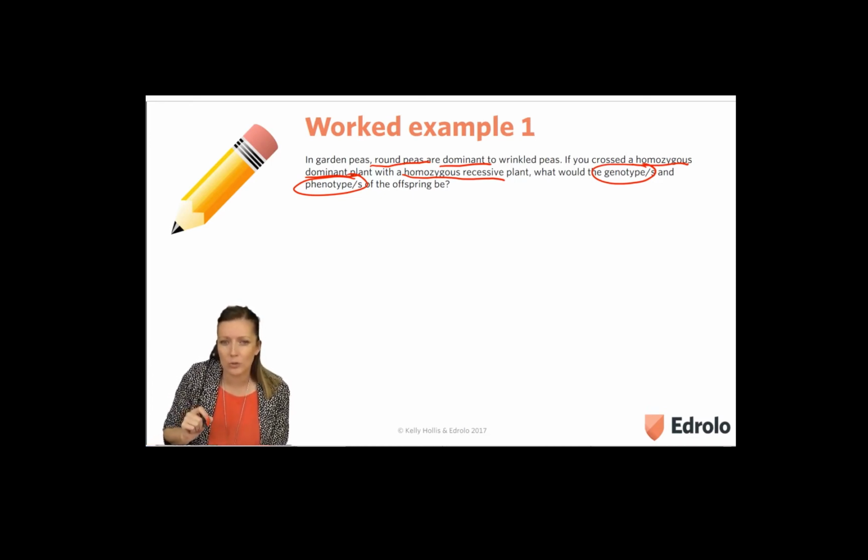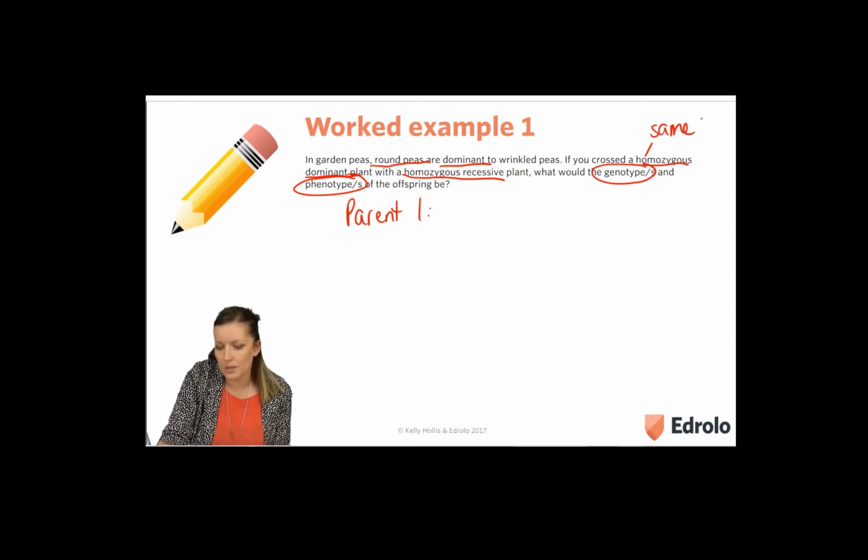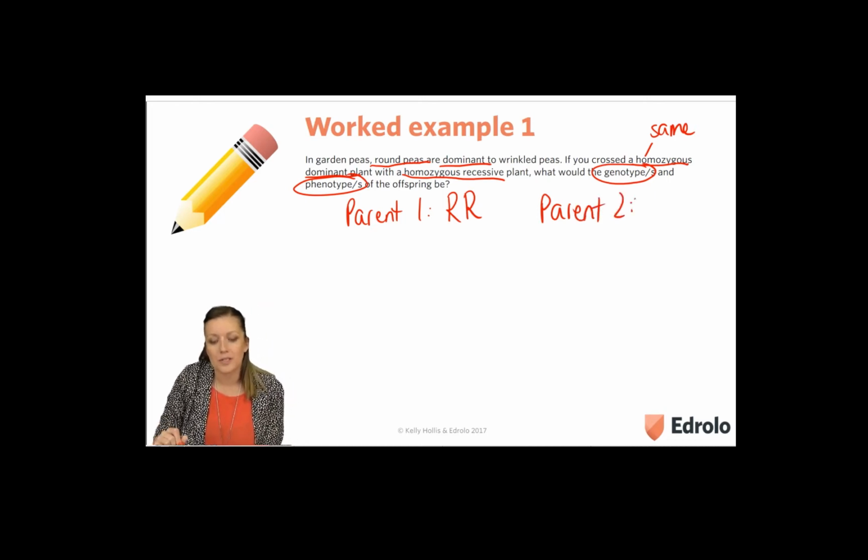Okay, so the first thing we need to do is have a look at our two different parents. So parent 1 is homozygous dominant. So remember, homozygous is the same and dominant. So let's assign a letter to our alleles. Remember, we need a letter that's going to look different, capital and lowercase, so it's easy to distinguish. So in this case, if we're looking at round, let's use the letter R. So if we're crossing homozygous dominant plant, they have two big R's. And then parent 2 is homozygous recessive. So again, two of the same alleles, this time they're recessive. So little r, little r.